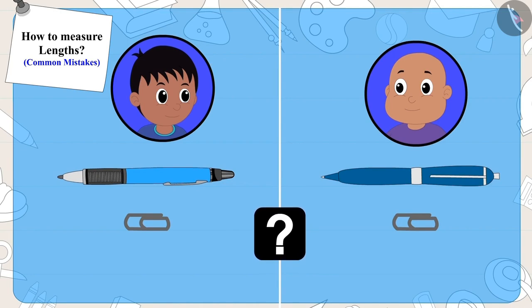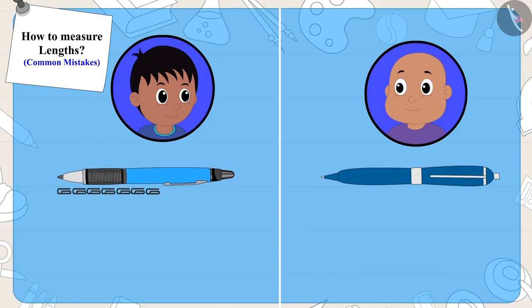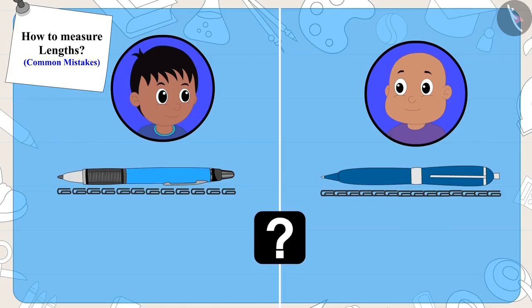Let's see how Raju and Bablu measured the lengths of their pens. Raju placed the clip in this way and Bablu in this way. Now, can you say where the mistake was?